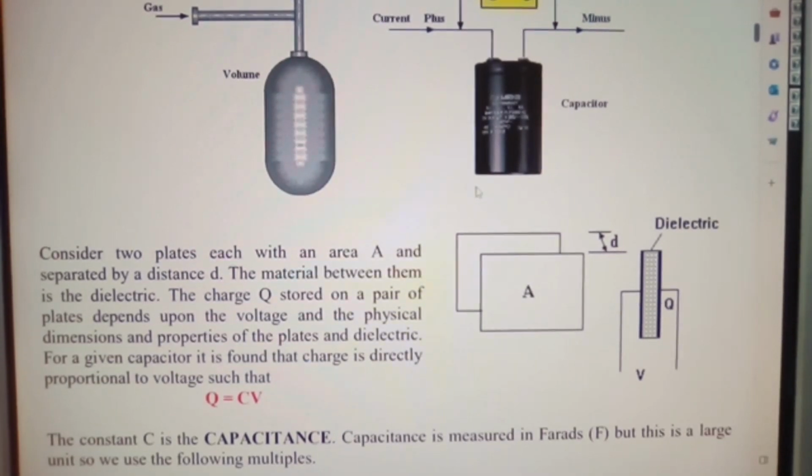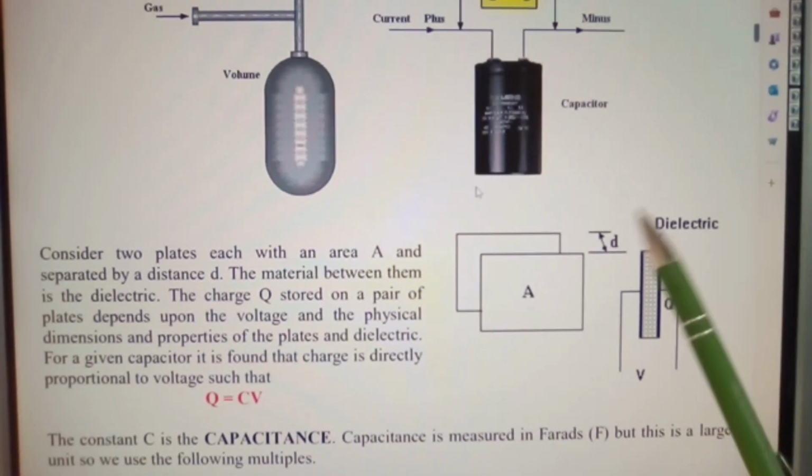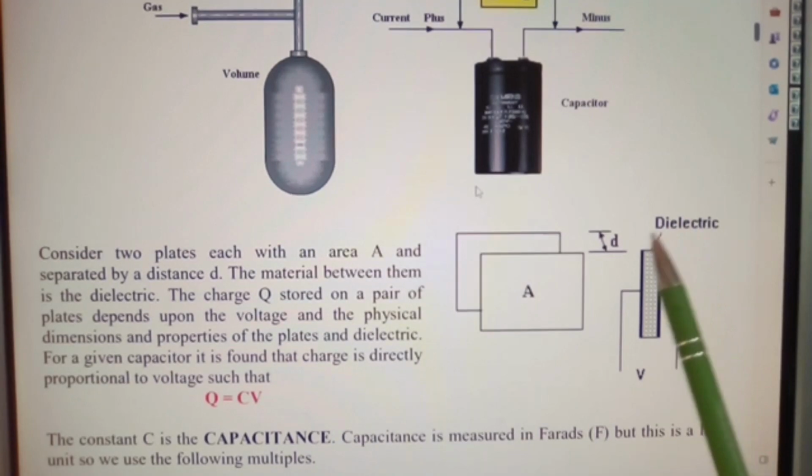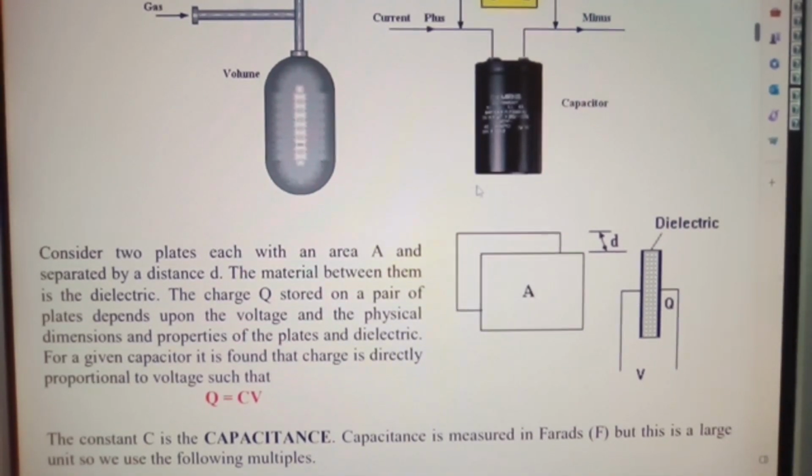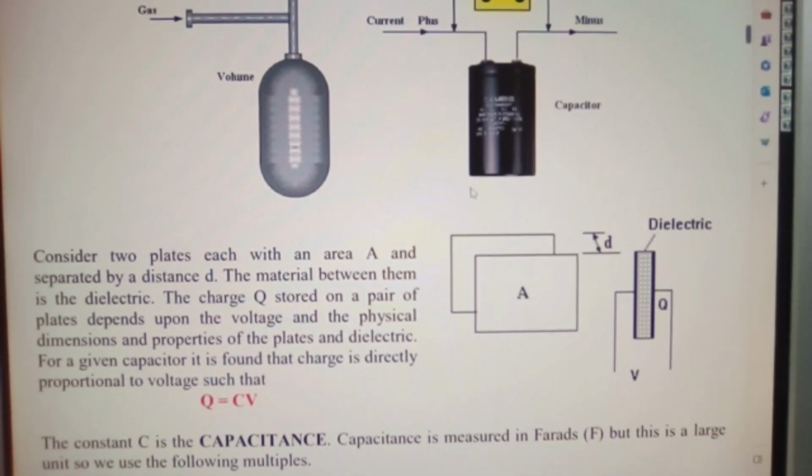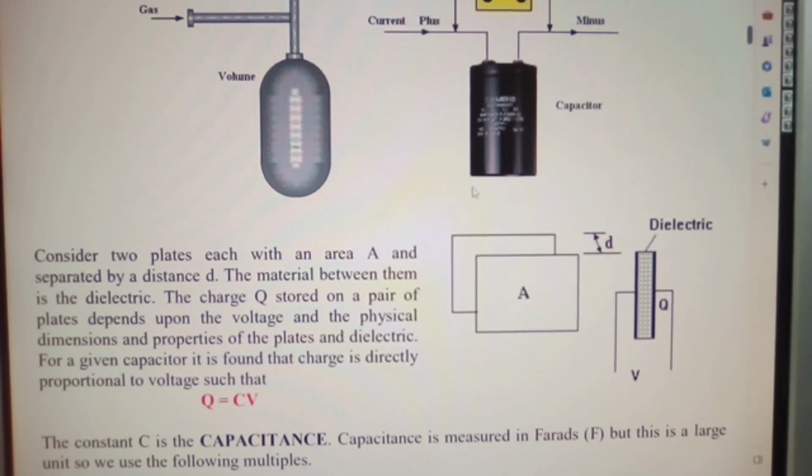And here we're looking at two plates, and here we have your dielectric. Consider two plates each with an area A and separated by a distance D. The material between them is the dielectric. The charge Q stored on a pair of plates depends upon the voltage and the physical dimensions and properties of the plates and the dielectric.